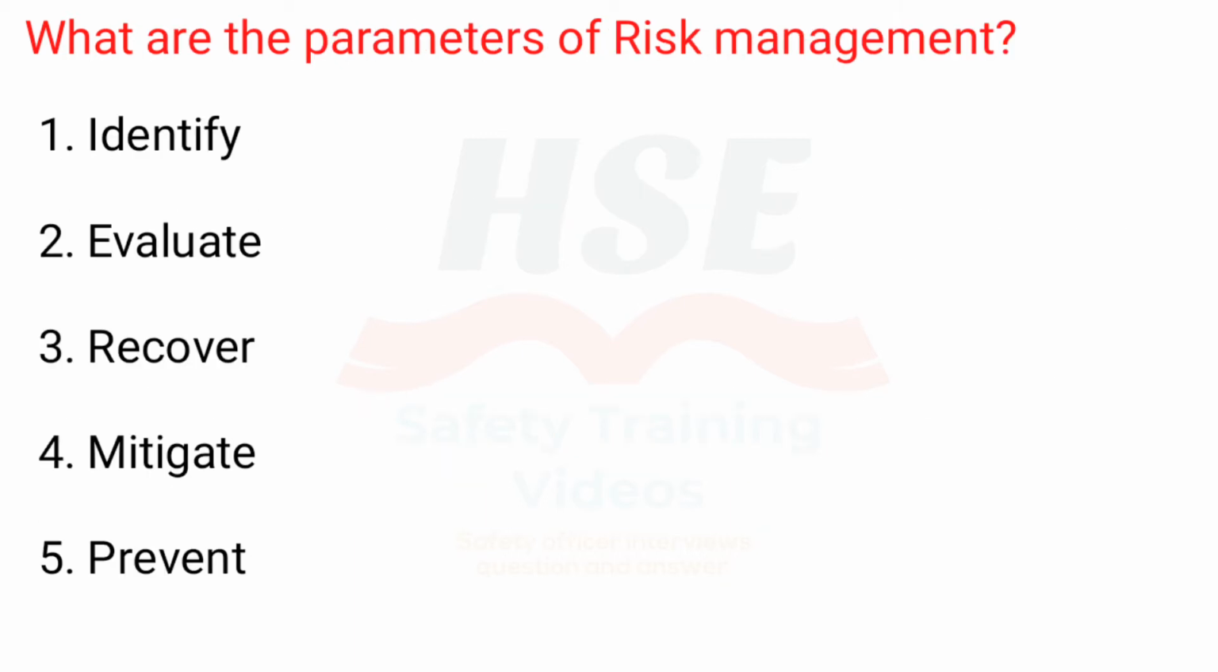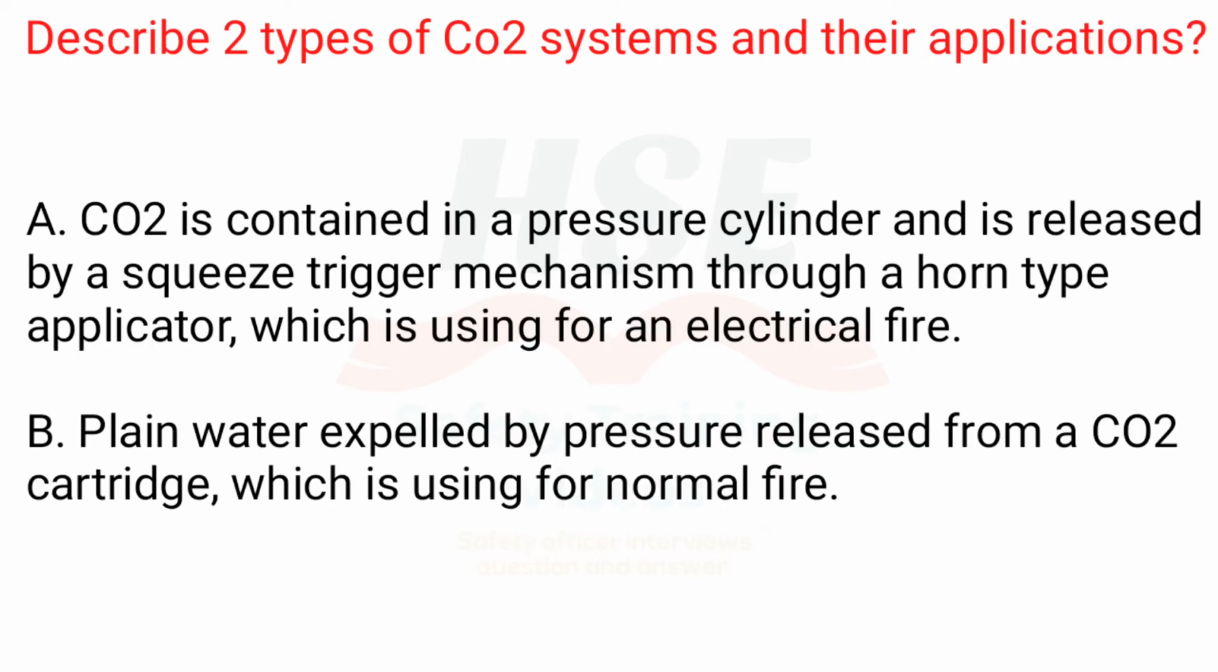What are the parameters of risk management? 1. Identify. 2. Evaluate. 3. Recover. 4. Mitigate. 5. Prevent. Describe 2 types of CO2 systems and their applications. A. CO2 is contained in a pressure cylinder and is released by a squeeze trigger mechanism through a horn-type applicator, which is used for electrical fire. B. Plain water expelled by pressure released from a CO2 cartridge, which is used for normal fire.